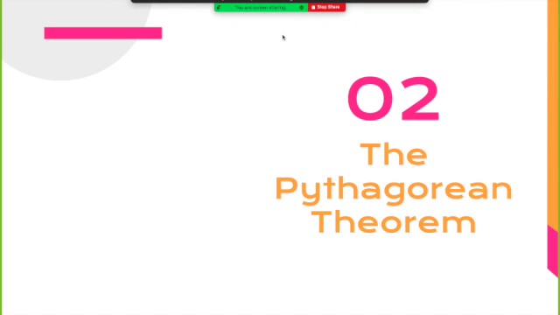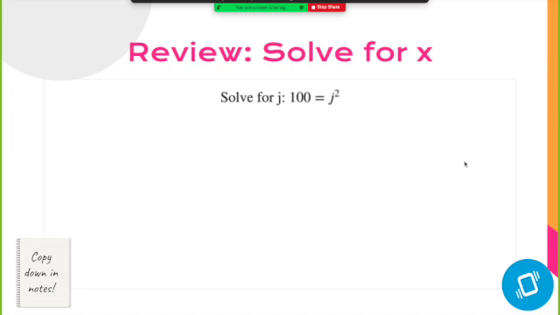Hi guys, so today we're going to be looking at the Pythagorean Theorem. We're going to start off with a little bit of review first. So for example, let's solve for j. We have here 100 equaling j to the power 2. I'll give you a few minutes to try out this problem on your own first.